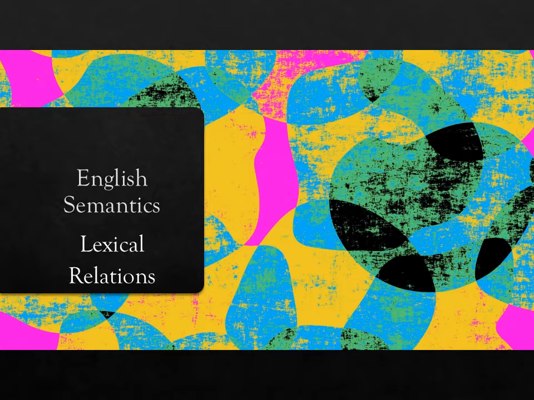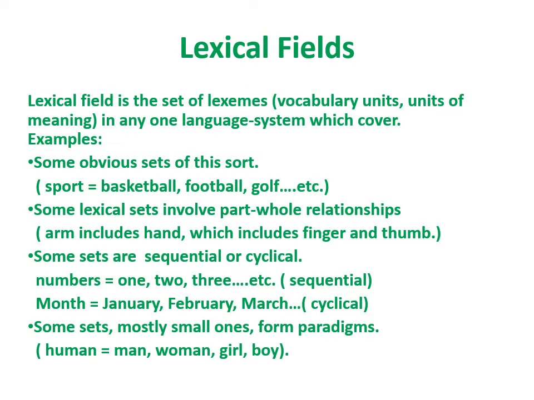This is chapter 5 of the English Semantics book. We are talking about lexical relations. We start with lexical fields, which means sets of lexemes or sets of words, also called vocabulary units or units of meaning in any one language system, such as English. These are the examples.